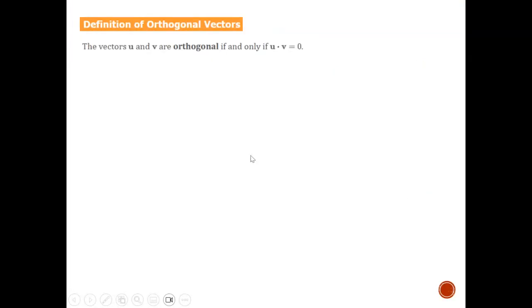Now comes the definition of orthogonal vectors. The vectors u and v are orthogonal if and only if the dot product of u and v is equal to 0. Okay.